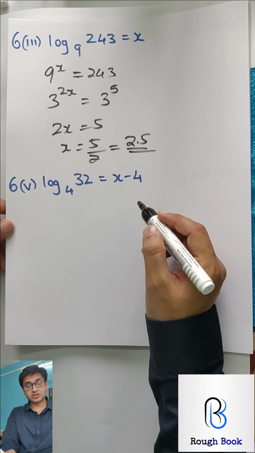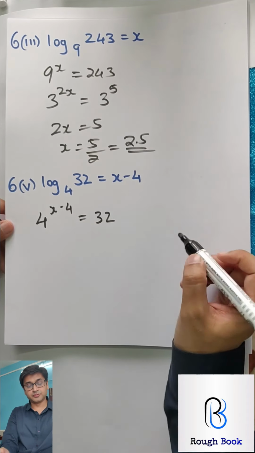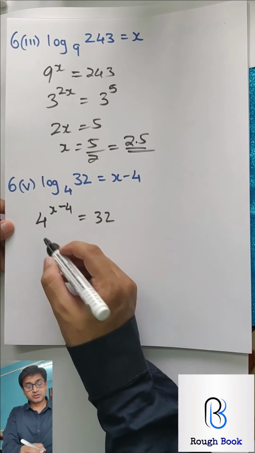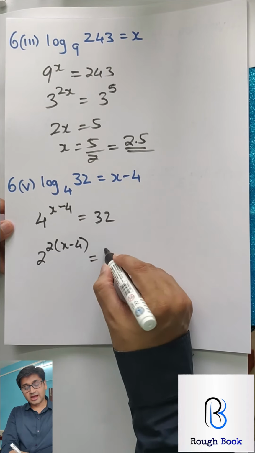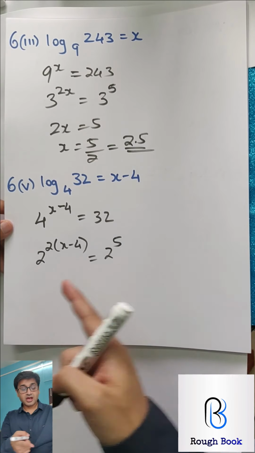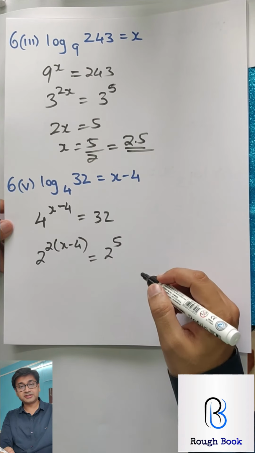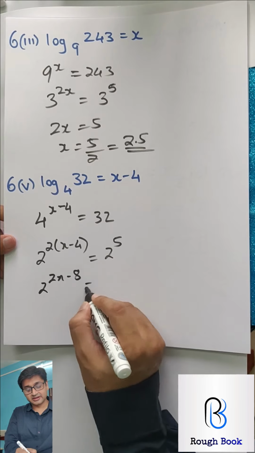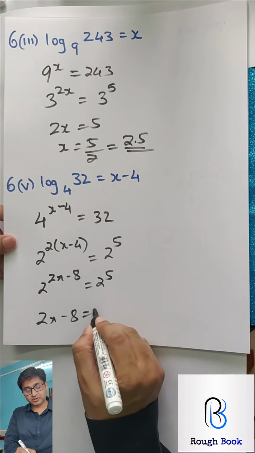Brilliant. The next one. 4 raised to x minus 4 is 32. So 4 will become 2 square, raised to x minus 4, and 32 will become 2 raised to 5. How many got this on their own? Then why did you come back? Come on, finish the sum and then come back. So 2 raised to 2x minus 8 equals 2 raised to 5. Bases are same, so index is also same.